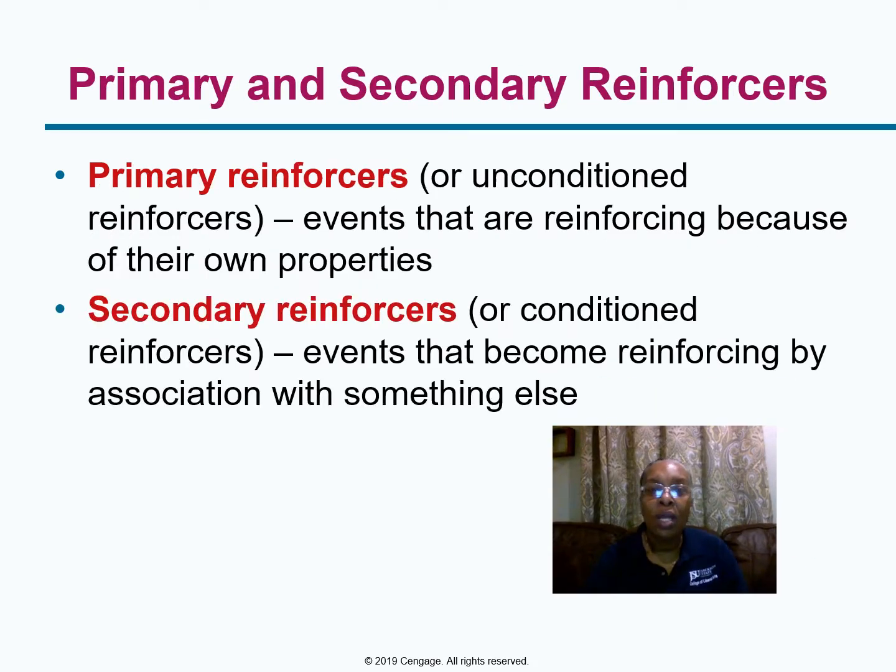All right, so psychologists distinguish between primary reinforcers, or unconditioned reinforcers, that are reinforcing because of their own properties, and secondary reinforcers. These are conditioned reinforcers that became reinforcing by association with something else. Food and water would be considered primary reinforcers, whereas money is considered a secondary reinforcer.